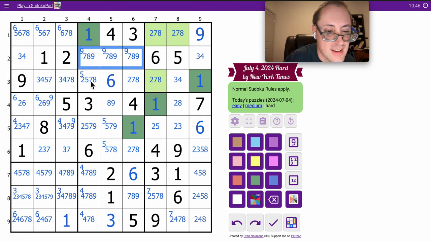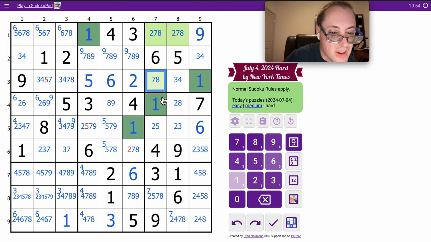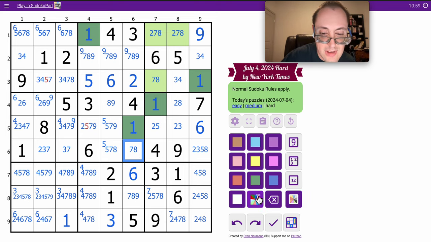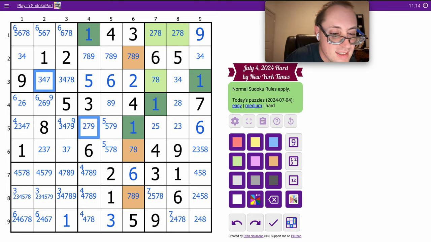Let's see, 7, 8, 9 means neither of these are 7 or 8. That places the 2 there. That's a 5. This now isn't 2. That's not 2. 7, 8, 9 in column 6 is left as a triple. See, neither of those cells are 5. Don't really see each other.